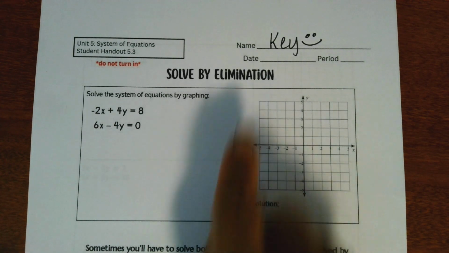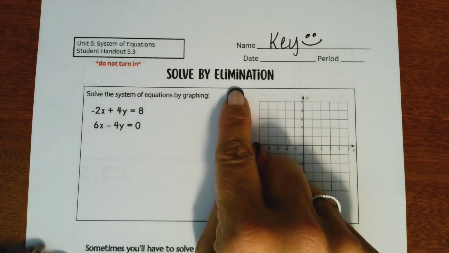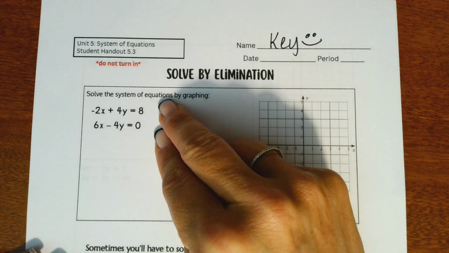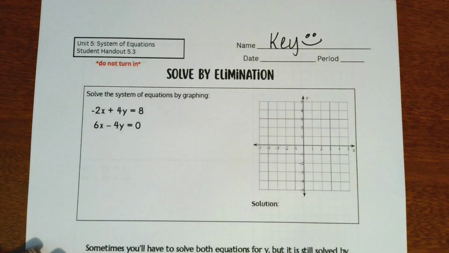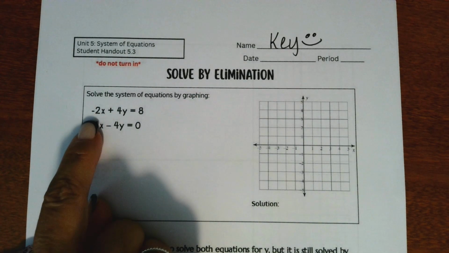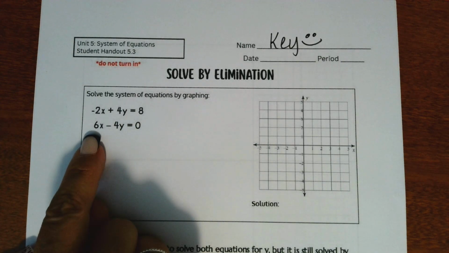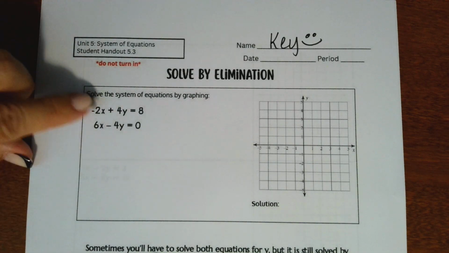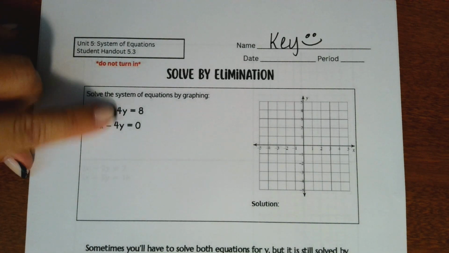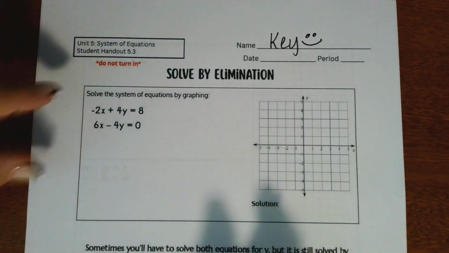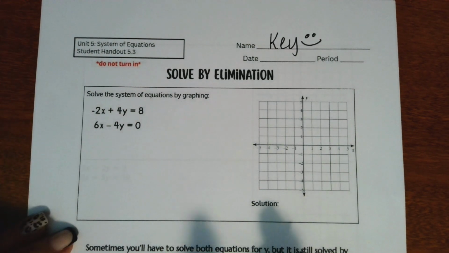Okay, so elimination. Elimination means to eliminate something. So if we have two equations with two variables, we want to eliminate one of the variables. Okay, so if we take a look at these, negative 2x plus 4y equals 8, 6x minus 4y equals 0, you're going to notice that we have a positive 4y and a negative 4y. So to eliminate this, what we are going to do is combine the two equations into one.